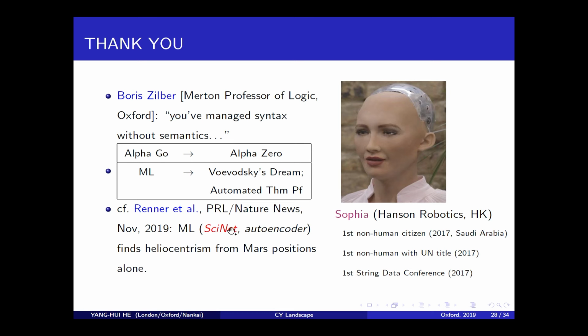And interestingly, there was just a Nature paper out last week by Renner et al. in PRL about a neural network called SciNet. It sounds very Terminator 2-ish, but it's an autoencoder where they fed in the positions of Mars, and this network was able to predict that the retrograde motion is more easily represented as a heliocentric model of the solar system, with no other input. I didn't read the details. My graduate students are reading it more carefully, but that seems like quite a remarkable thing to feed into whatever we're doing here.